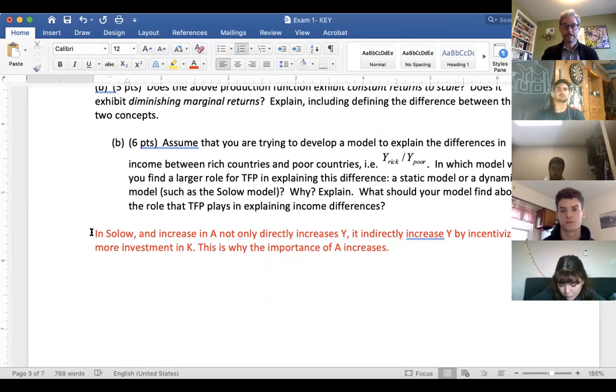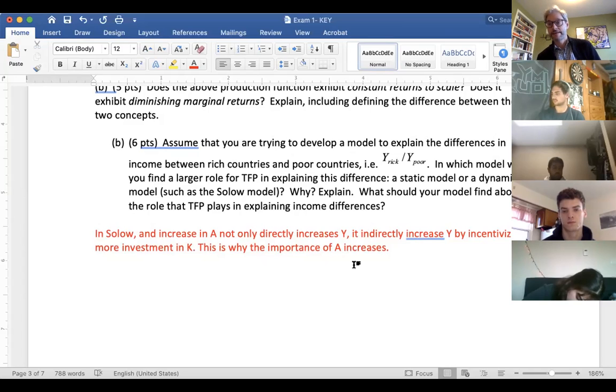Why? Because as I wrote right here, in the Solow model, an increase in A not only increases output, it also indirectly increases output by incentivizing more investment in K, capital. So in the Solow model, when you have an increase in technology, it doesn't just directly increase output, it indirectly increases output by encouraging you to get more capital as well. And so as we talked about in class, that's why the Solow model finds that A, total factor productivity, is even more important than in the simple model that was not dynamic.